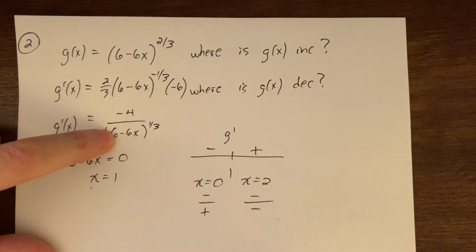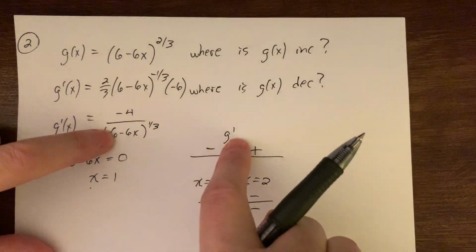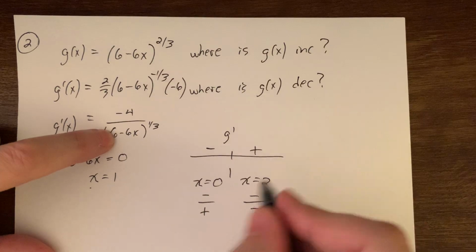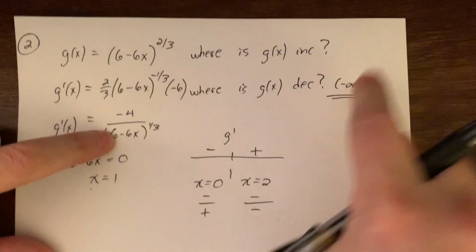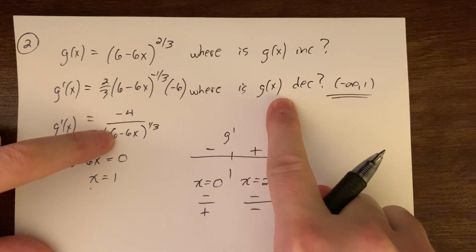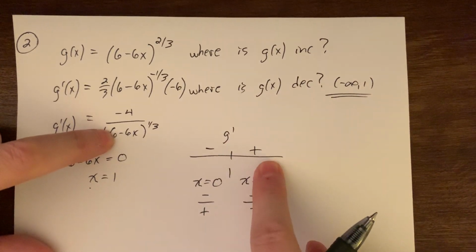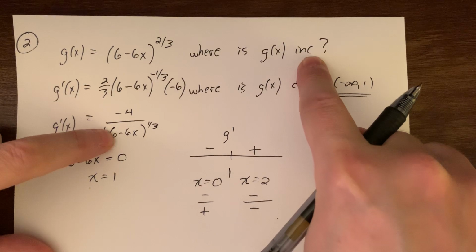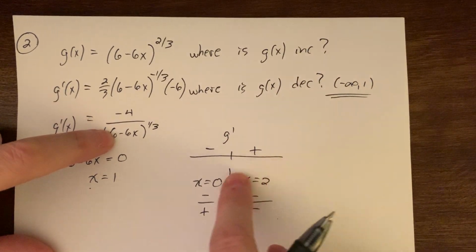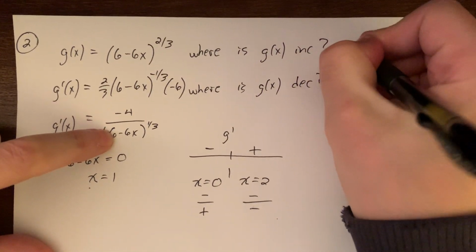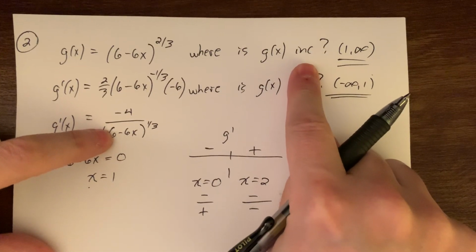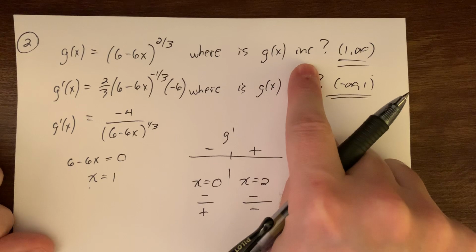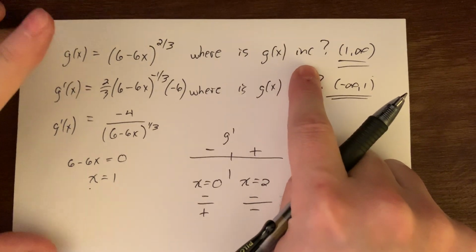Now I can come up and answer. The negative part of my derivative is where the original is decreasing. So this interval, negative infinity to 1, would be the decreasing interval. And then where the derivative is positive, the original is increasing. So only one interval here. We'll get 1 to infinity is where my original function is increasing. So that's the question I asked.